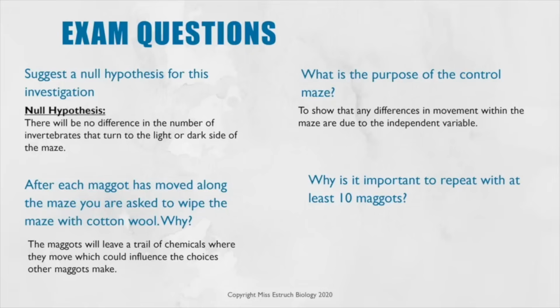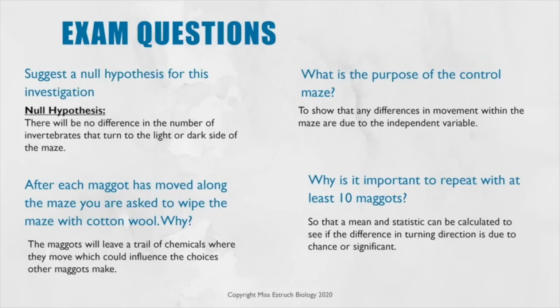Finally, why is it important to repeat with at least 10 maggots? And this is so that you have enough data to calculate a mean and, more importantly, a statistic. And you need to be able to calculate a statistic so you can say whether the difference you saw is significant or not, or whether it was just due to chance.